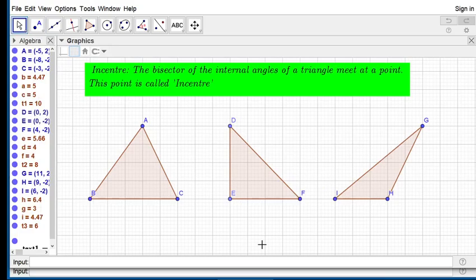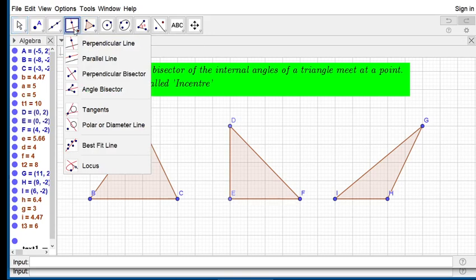Now we have to move to Incentre. What is Incentre? First, let me define Incentre. The bisectors of the internal angles of a triangle meet at a point. This point is called Incentre. Now let me find the bisector for the internal angle.